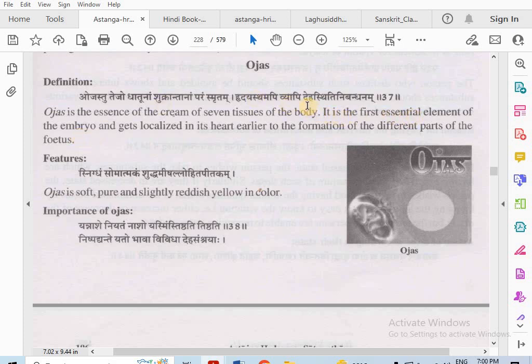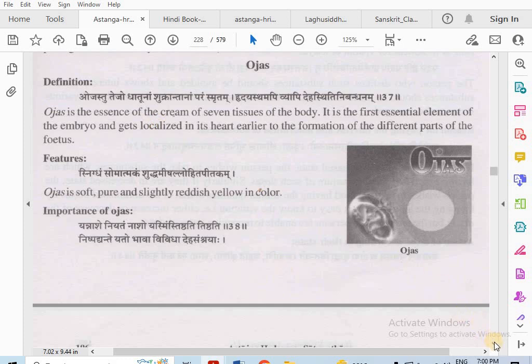So I told you the meaning of each word. Deha means body, sthiti means the existence, staying, and nibandha means construction. So the construction and the existence of the body, that is exactly the embryo. And it gets localized where it is staying. I said Hrudayastham, staying in the heart, and earlier to the formation of the different parts of the fetus. So it is staying in the heart, but then it is actually spreaded all over the body. Different parts means all over the body. So this was the definition of ojas.